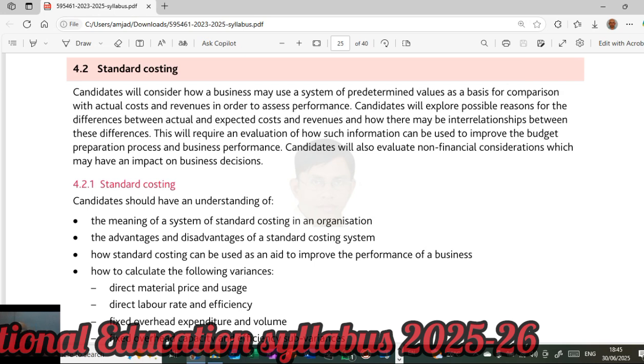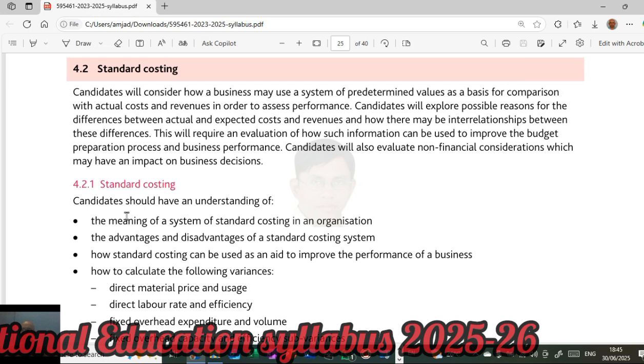Interesting. So, candidates will consider how a business may use a standard system of predetermined values as a basis of comparison with actual costs and revenues in order to assess performance. Candidates will explore possible reasons for the differences between actual and expected costs and revenues and how they are interrelated. This will require an evaluation of how such information can be used to improve the budget preparation process and business performance. Candidates will also evaluate non-financial considerations which have an impact on business decisions.